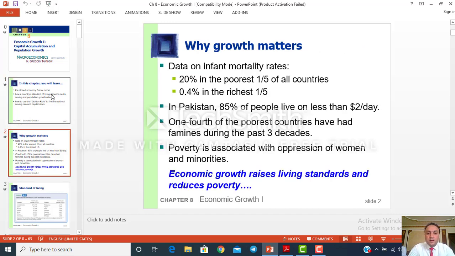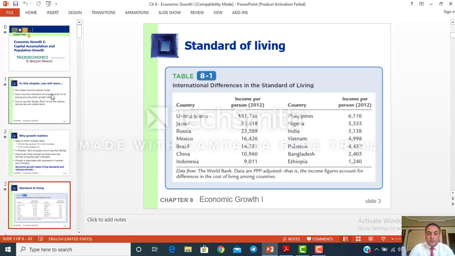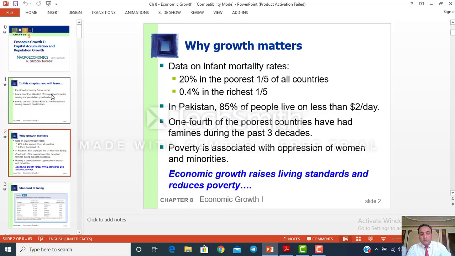So, why is growth important? We will now see some examples about the standard of living in many countries. You can see that a quarter of the poorest countries have had famines during the past 3 decades, as poverty is associated with oppression of women and minorities. So economic growth raises living standards and reduces poverty. According to this table, you can see the international differences in the standard of living. In a country like the United States, income per person is about $51,000 per year, but in a country like Ethiopia, it's only $1,240 income per person. So economic growth is important because it raises living standards and reduces poverty.